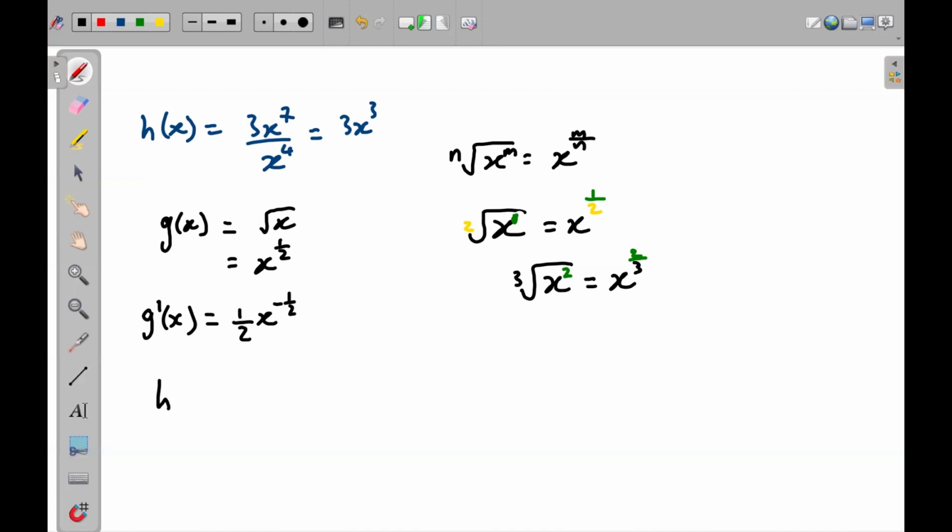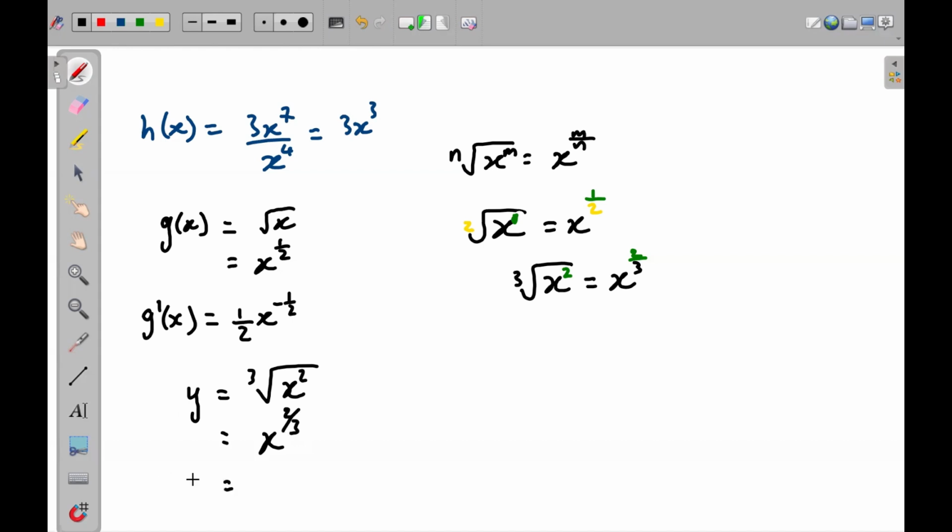Similarly, let me use different notation. If I say to you y is equal to the cube root of x squared, then I need you to note this means x to the 2 over 3. And then what is going to happen?